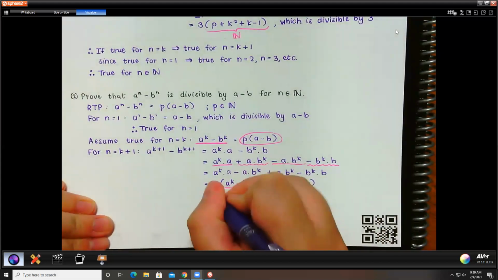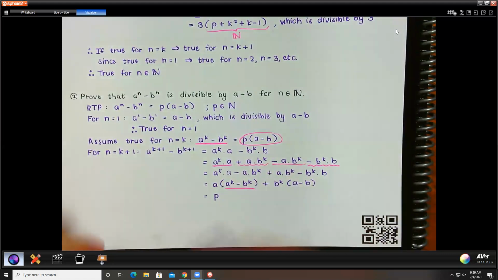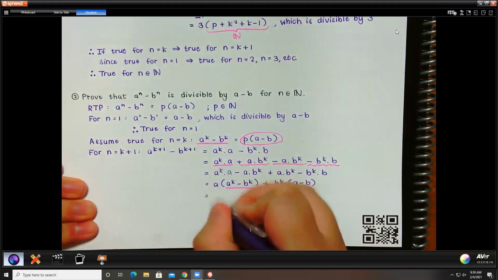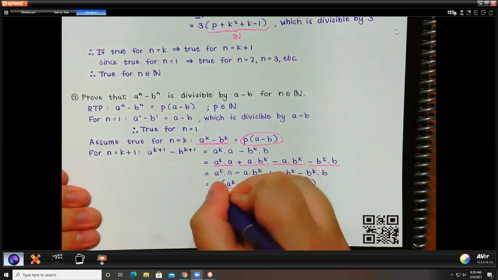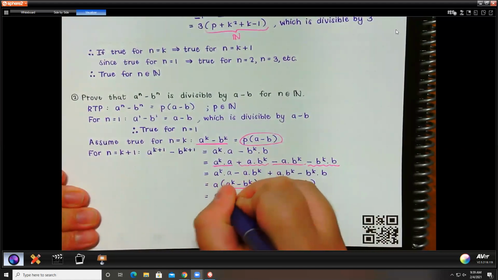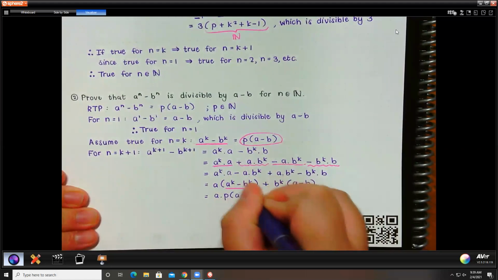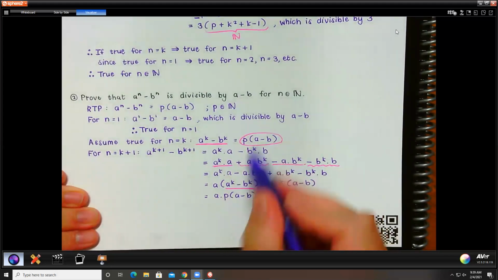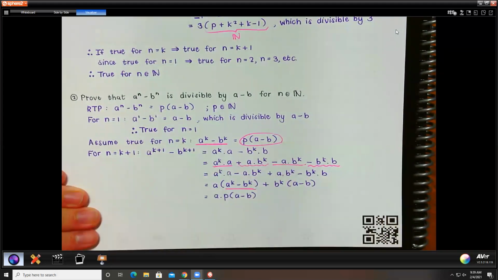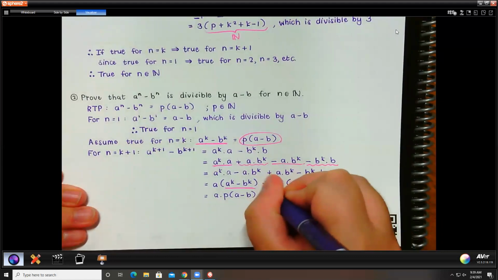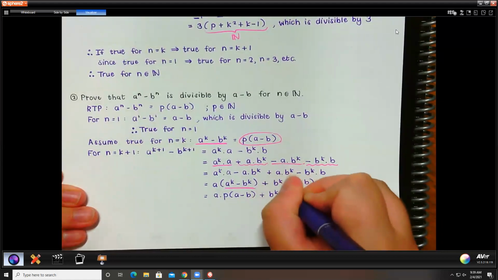Okay, so here I'm going to say, jumping the gun there a bit. Just erase that. I'm going to say a times p bracket a minus b. I'm now doing that substitution over there. Plus b to the power of k, a minus b.